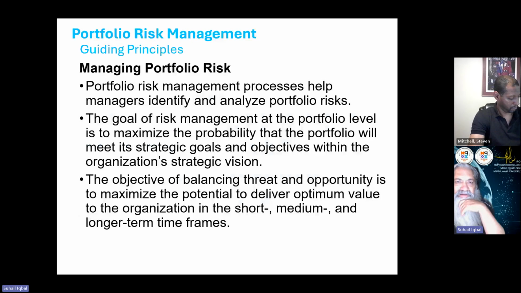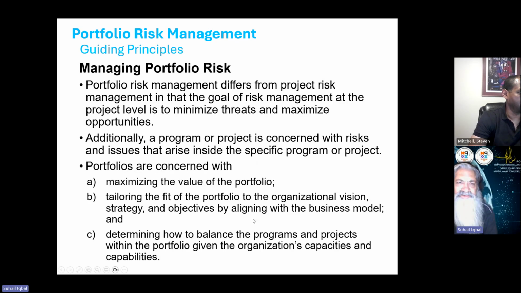Anyways, this is a further explanation of managing portfolio risk from the guiding principle point of view. Let us see if there is anything new. Portfolio risk management processes help managers identify and analyze portfolio risk. Understood? Goal of risk management at a portfolio level is to maximize the probability. Well, we know that. Let's move on and see what is new.